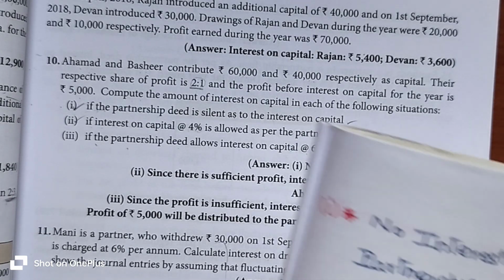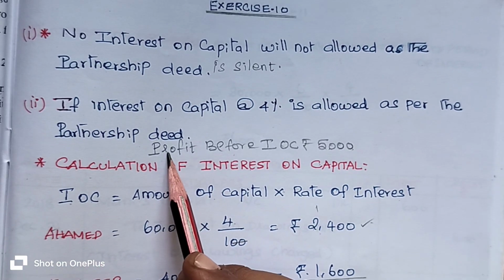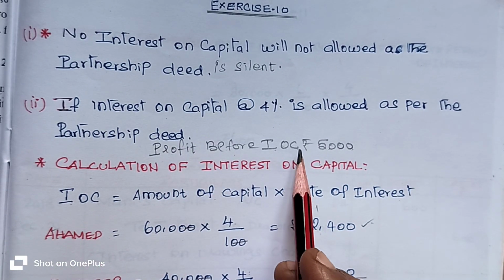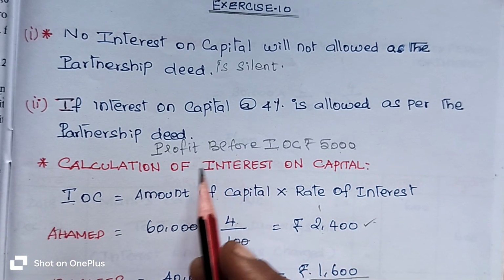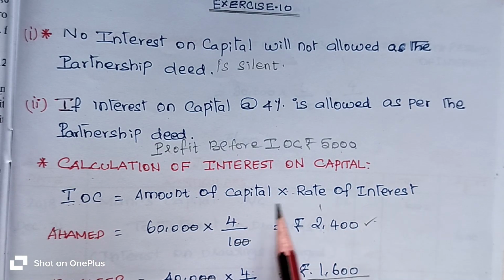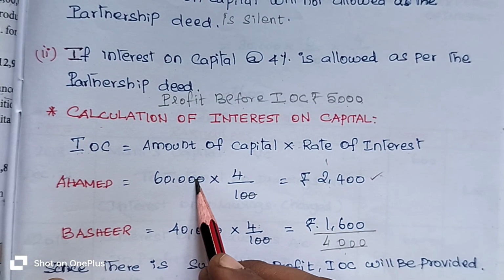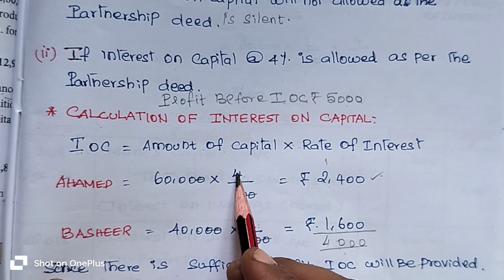So how can you calculate the interest on capital? Listen here carefully. First we have to write profit before interest on capital. What is the amount? 5,000 rupees. So how can you calculate interest on capital? The format is amount of capital into rate of interest. Ahmad's amount of capital is 60,000 rupees. Rate of interest 4 means 4 by 100.